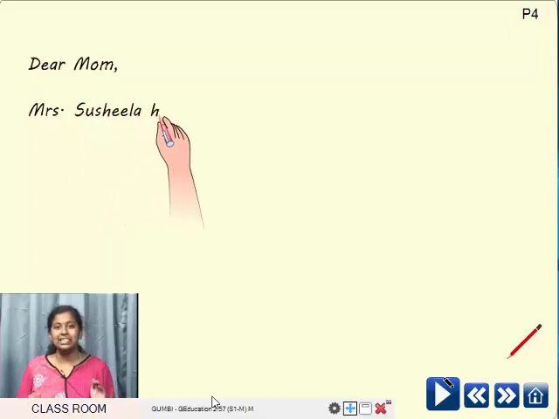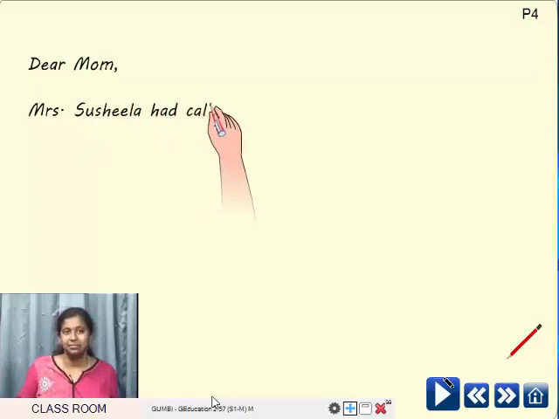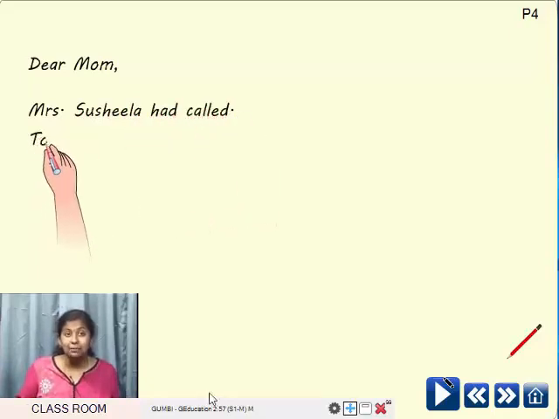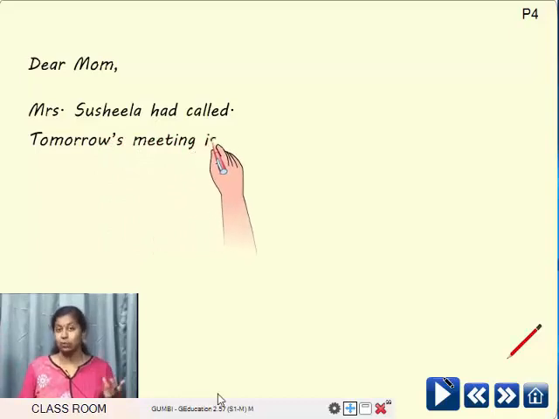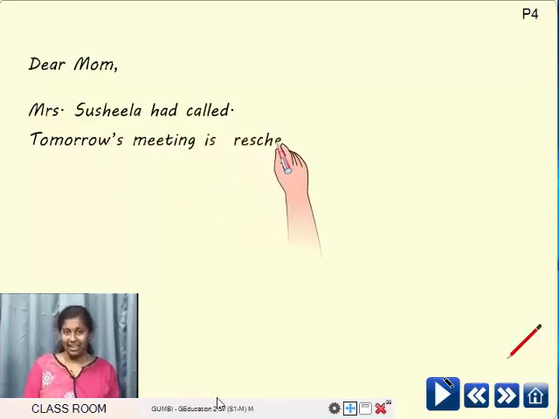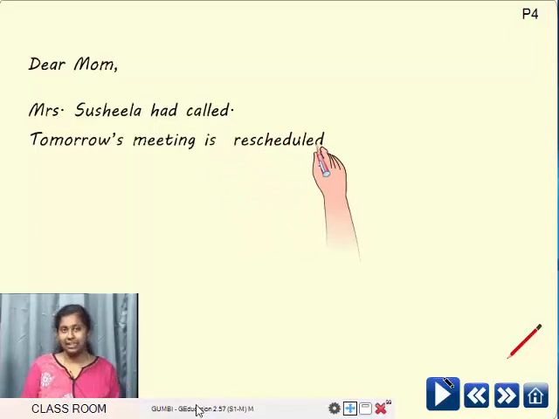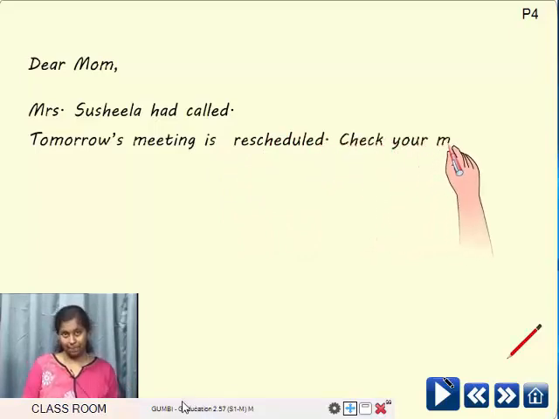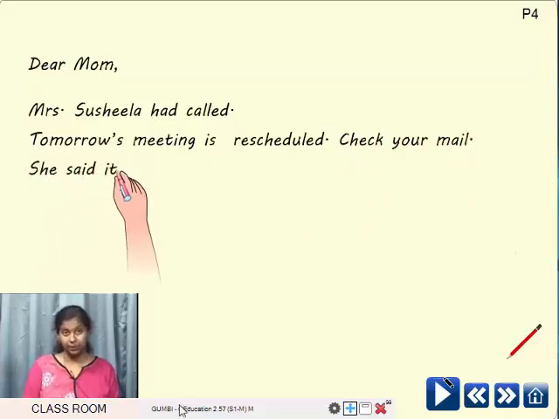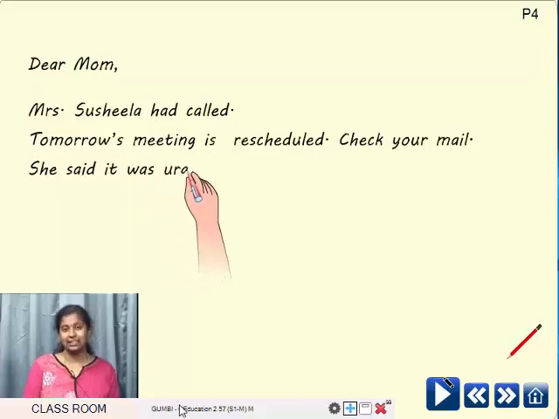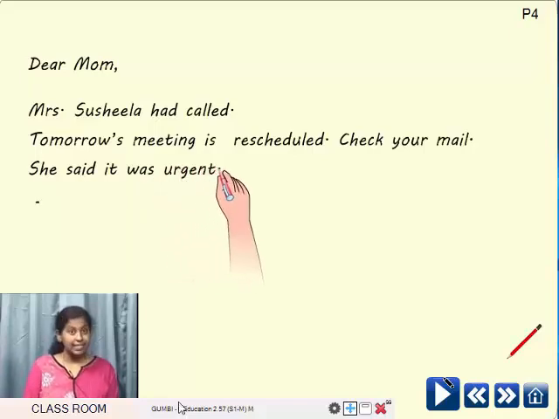So he is starting with Dear Mom. And now the information should contain who passed the message and what was the message, right? So Siddharth writes, Mrs. Sushila had called. Tomorrow's meeting is rescheduled. Check your mail. She said it was urgent.